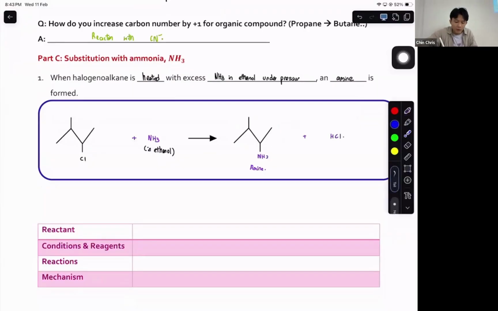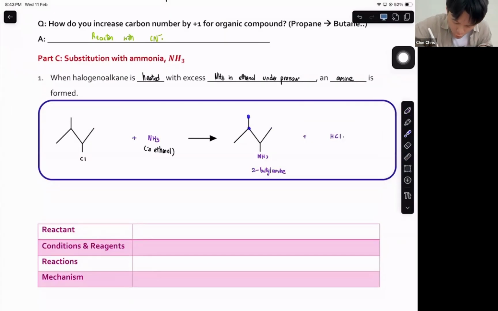Alright, guys, what is the type of amine? We call it 1, 2, 3, 4. I'll get you the name up. This we call 2-butylamine. Okay, 1, 2, 3, 4. You can see 1, 2. So we call it 3-methylbutylamine. Okay, please write it down.